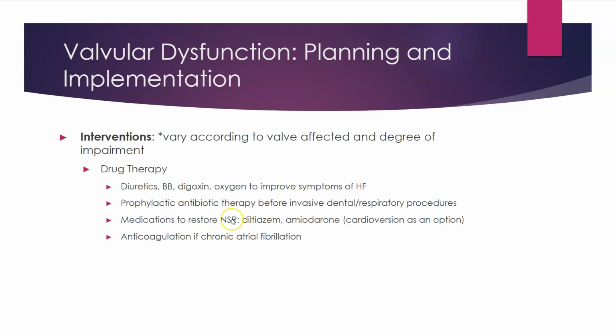We can put them on prophylactic antibiotics, especially if they've had valve replacements, or if they've had a history of infectious disease into their heart and into their valves. Medications to restore normal sinus rhythm, so diltiazem, amiodarone, could cardiovert as an option if they are having significant electrolyte or electrical changes. And we might anticoagulate. So if they've got chronic AFib, they're really at risk for having small little clots there, and those small clots can lead into big problems.